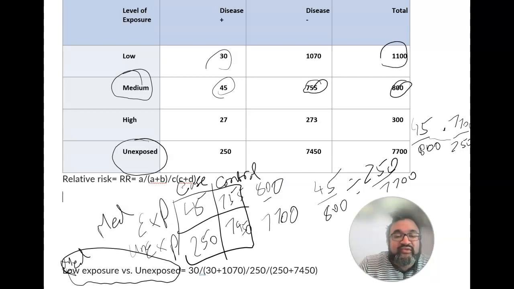And similarly, you do high exposure and then figure out what the relative risk is for high exposure as well. So while this seems complicated and it doesn't bode well for a 2x2 table, I showed you how you can convert a complicated table into a 2x2 table and then do the relative risk calculation. I hope this has made some sense. Thank you for listening.